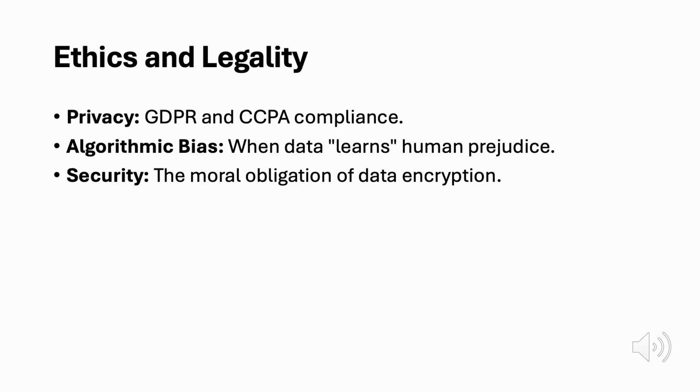Regulations like GDPR, the General Data Protection Regulation in Europe, and CCPA in California have set strict legal frameworks for how data must be handled. Algorithmic bias. Data is not objective. It reflects the biases of the world it was collected from. If you train a recruitment AI on 20 years of data from a company that only hired men, the AI will likely learn to discriminate against women. We must constantly audit our models for fairness.